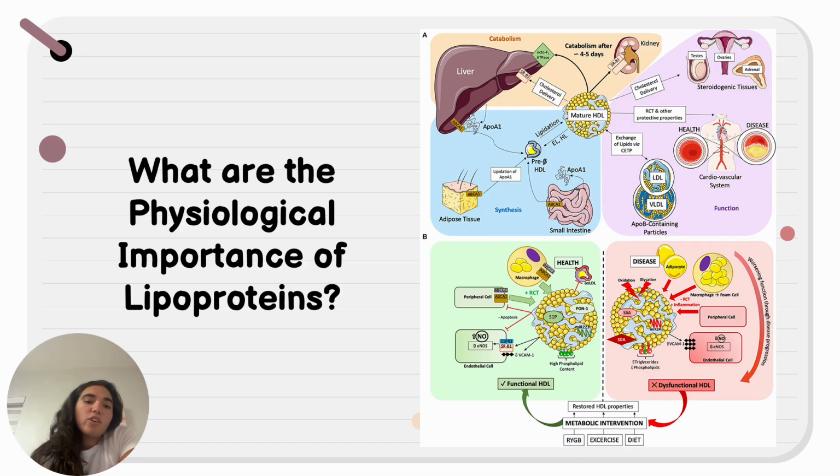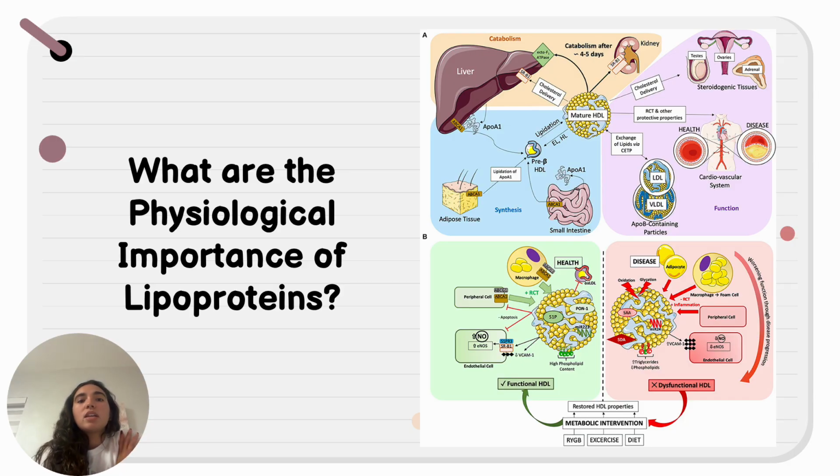Okay, now we're going to focus on the physiological importance of lipoproteins. Lipoproteins play essential roles that extend well beyond simple lipid transport. First, they facilitate the absorption, movement, and targeted delivery of lipids required for energy production and membrane synthesis. Without these complexes, hydrophobic molecules like triglycerides and cholesterol cannot effectively reach tissues that depend on them.